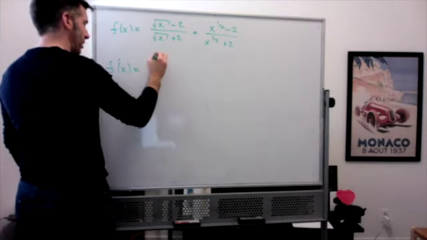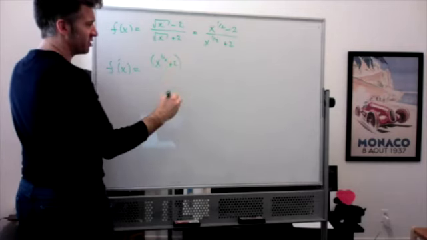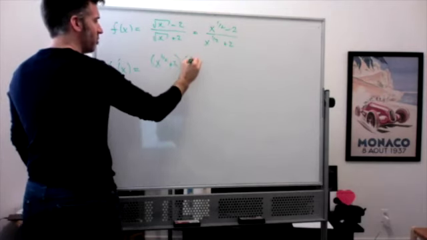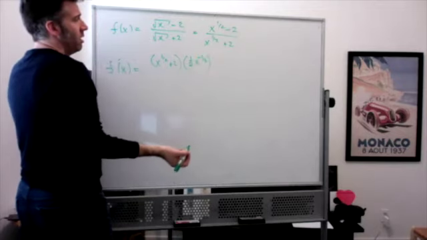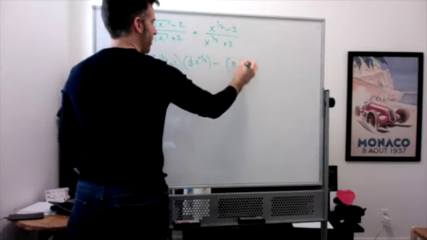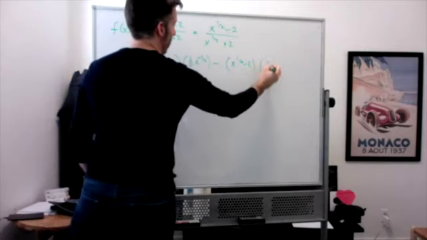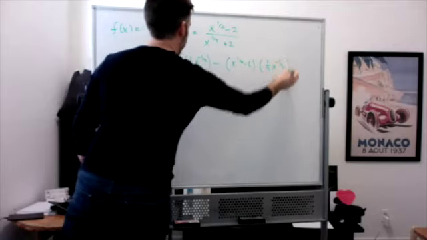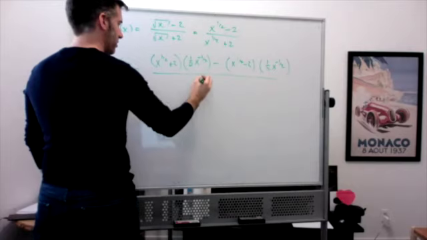So it's going to be the bottom, x to the 1/2 plus 2, times the derivative of the top, which is 1/2 times x to the negative 1/2, minus the top, x to the 1/2 minus 2, times the derivative of the bottom, which is, again, 1/2 x to the negative 1/2. All divided by the denominator squared.